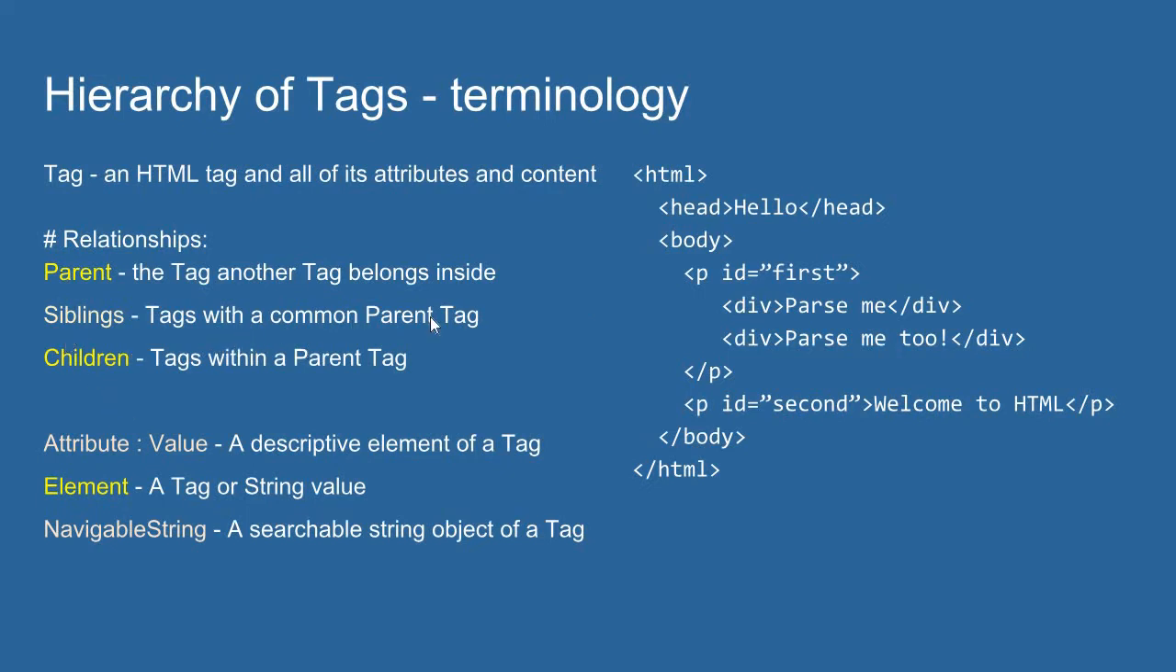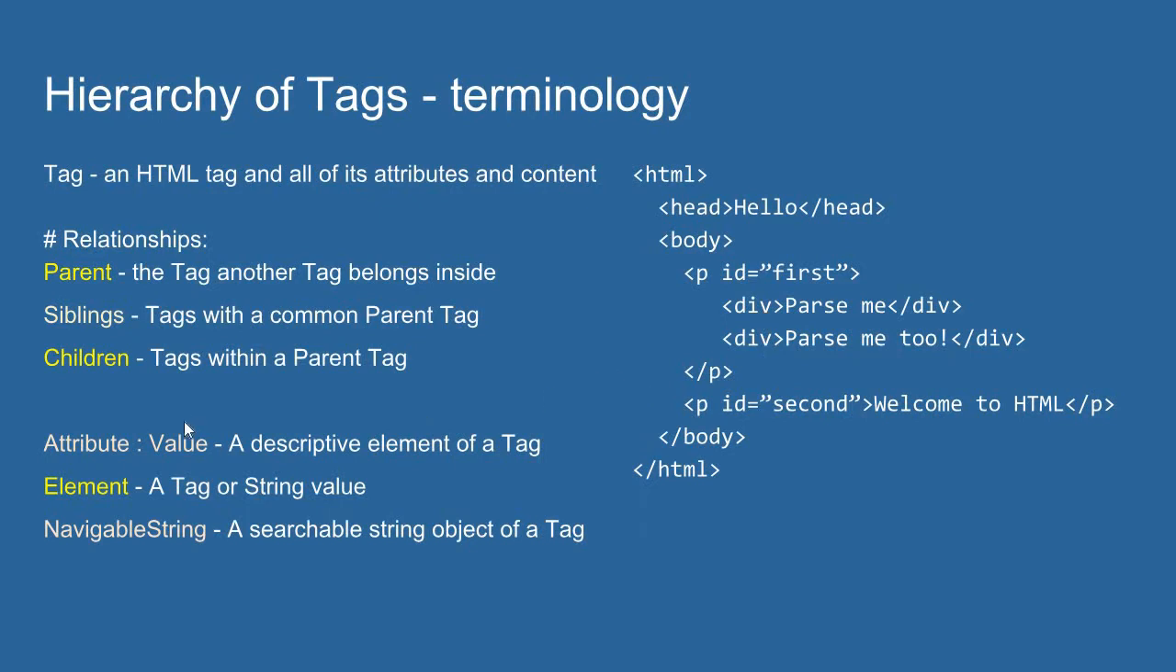Siblings. Tags that have a common parent are referred to as siblings. So for example, in this HTML tag, we have a head tag and a body tag. Both head and body are inside the HTML. So head and body are sibling tags. And then children are tags within a parent tag. So if I look at my body tag here, I can see that its children are the paragraph tags. And if I look at this paragraph tag right here, its children are the div tags.